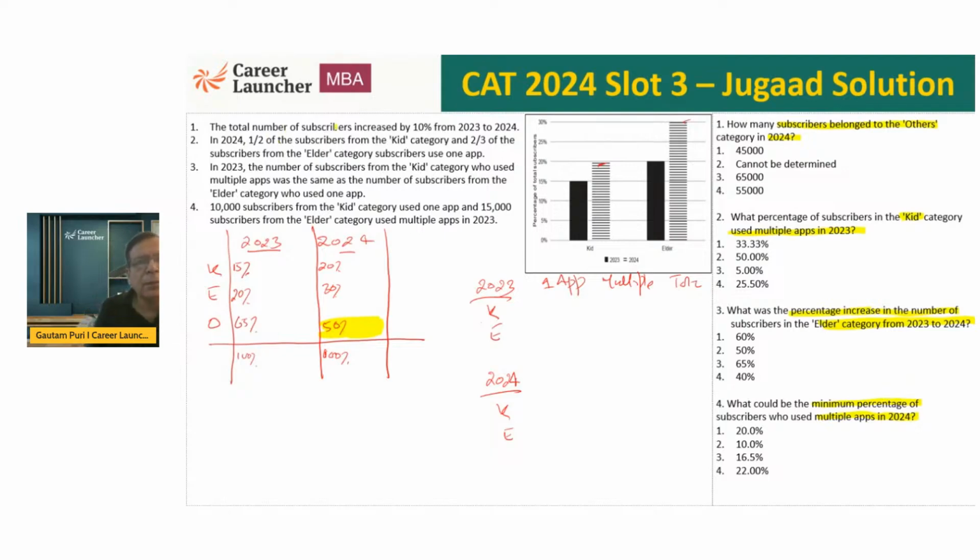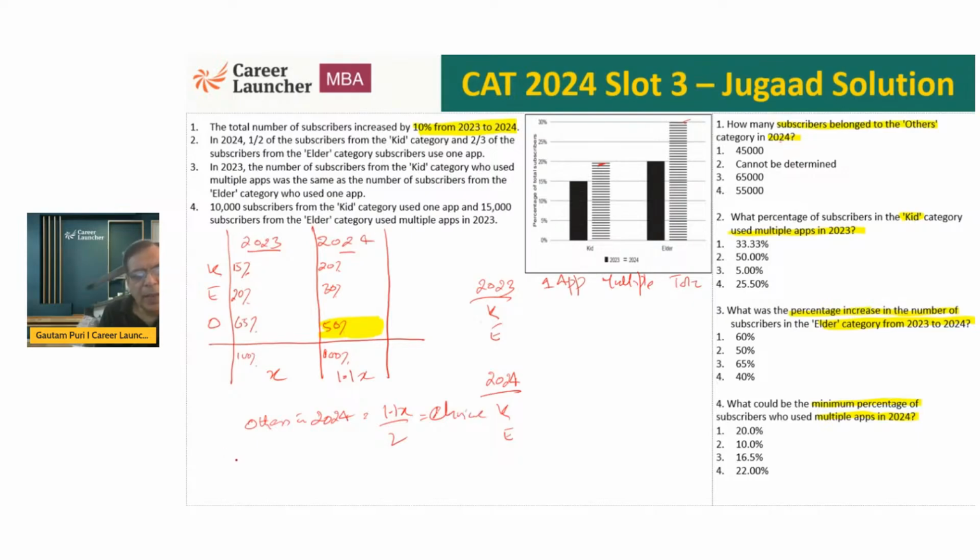Statement 1: the total number of subscribers increased by 10% from 2023 to 24. So if the number of subscribers in 2023 happens to be X, the number of subscribers in 2024 should be 1.1X, because it has increased by 10%. Now go back to question 1. What was asked? How many subscribers belong to the others category in 24? If the total is 1.1X subscribers, the number of others will be 1.1X by 2, because it is 50%. This should be equal to my answer choice.